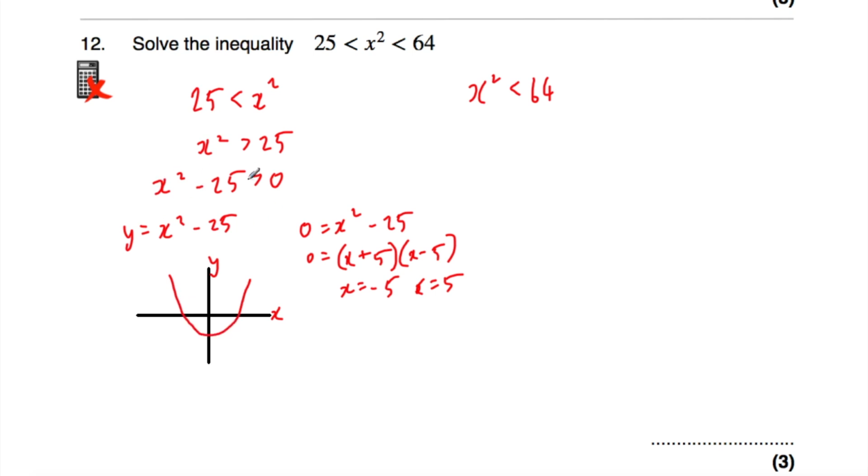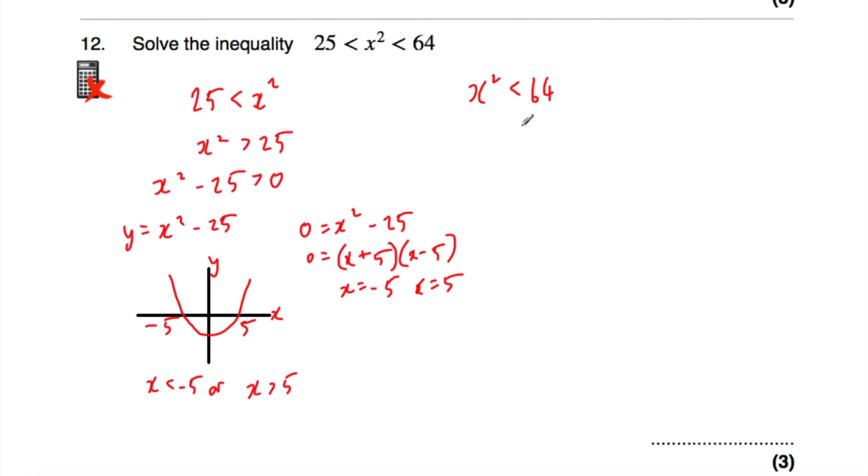Now we want to find when this quadratic is bigger than 0. Which values of x, when we substitute them into this quadratic, give us a positive? That's when this quadratic graph is above the x-axis. So that was 5 and that's negative 5. Any value of x bigger than 5 would work, so x is bigger than 5. Or here, any value of x less than minus 5 would work as well. So they're the values of x that would satisfy this inequality: values of x that are bigger than 5 or less than minus 5. Okay, now let's have a look at this inequality.